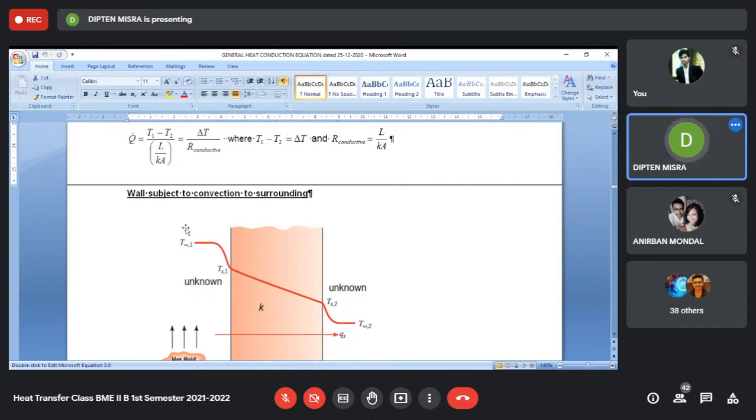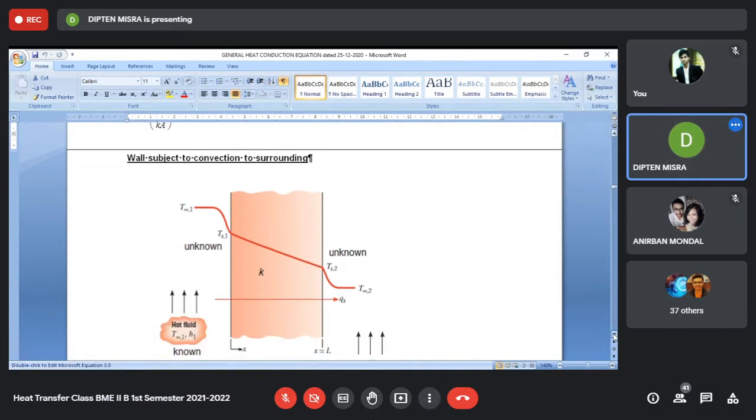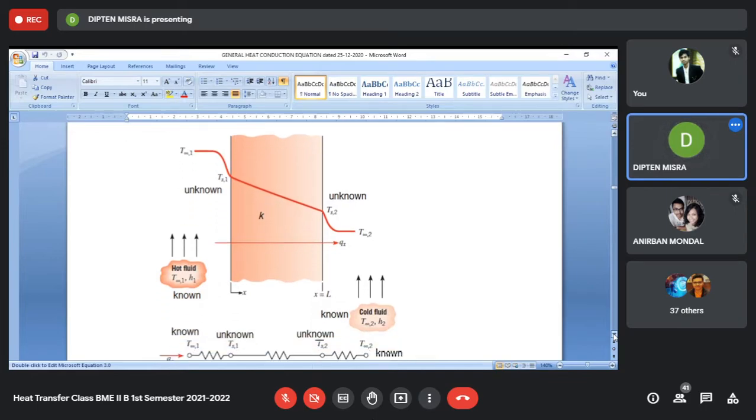What are known are the free stream temperatures, which we can record easily with the help of a temperature measuring device. So what we know is T infinity 1 and T infinity 2. What we do not know is TS1 and TS2. The heat will flow from the hot fluid towards the cold fluid, and the heat flux will occur all along this direction, whose magnitude we have shown as Q suffix x.